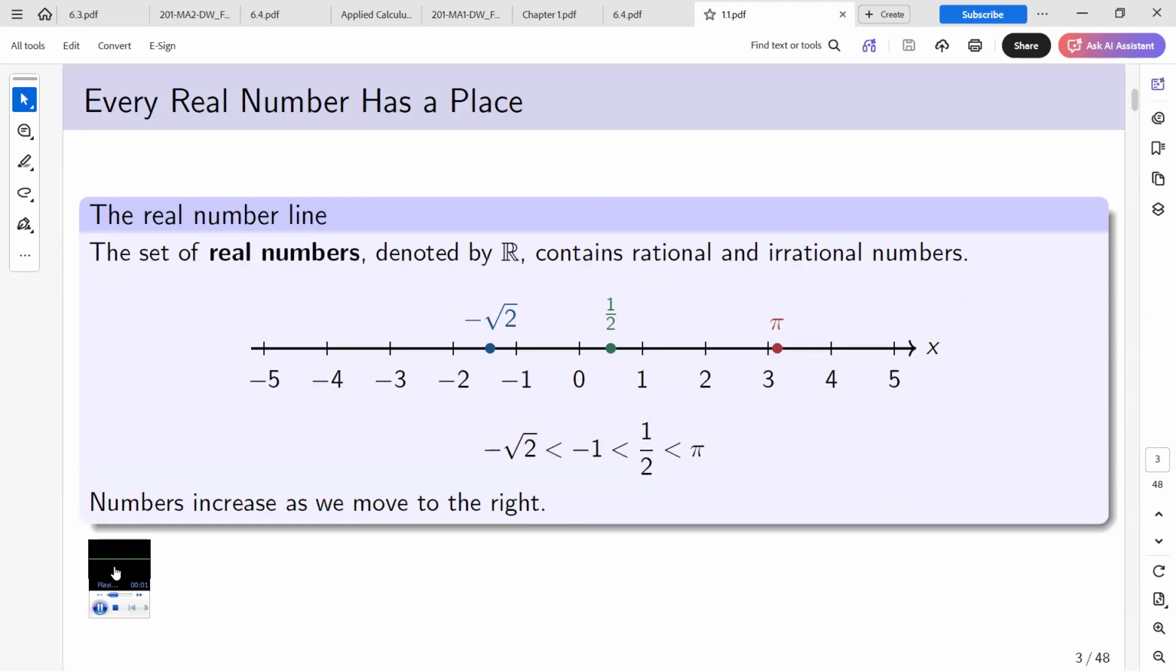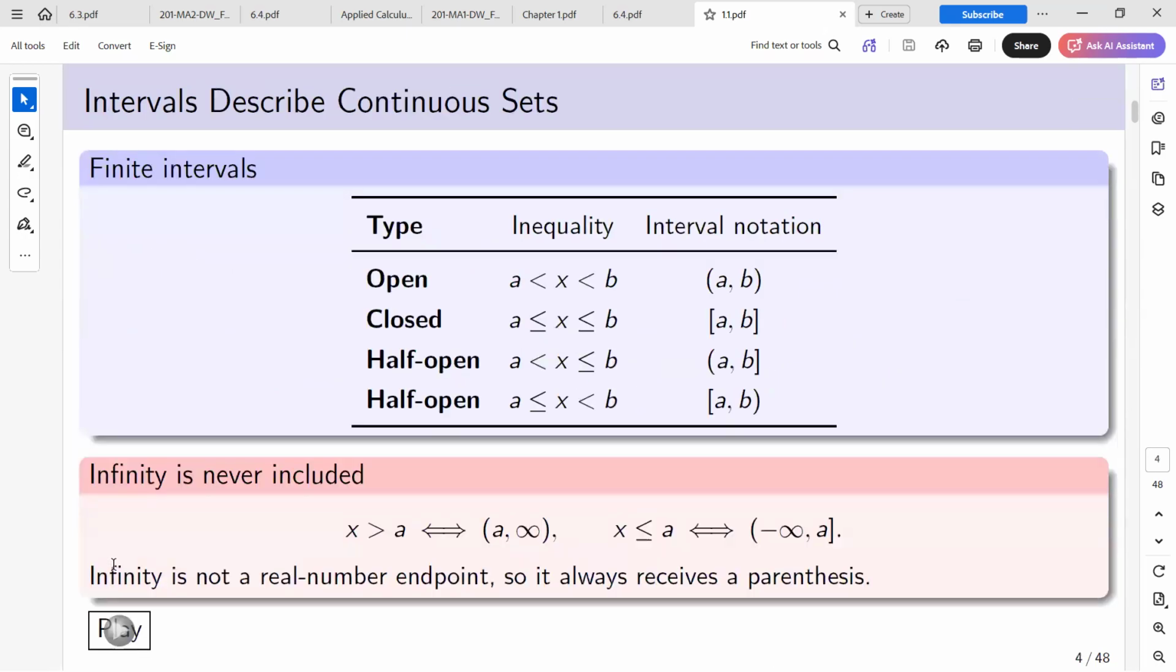Real numbers include fractions, terminating or repeating decimals, and irrational numbers such as square root of 2 and pi. Their positions on the number line determine their order. Parentheses exclude finite endpoints and square brackets include them. Infinity and negative infinity always use parentheses because they are directions, not attainable endpoints.